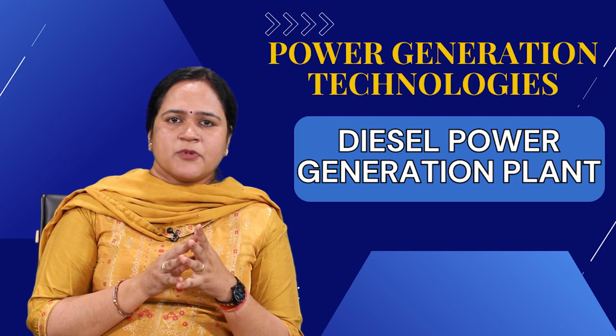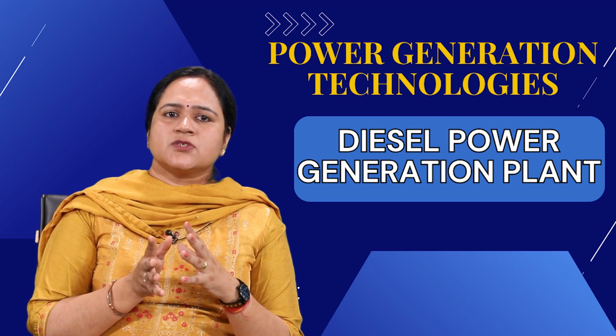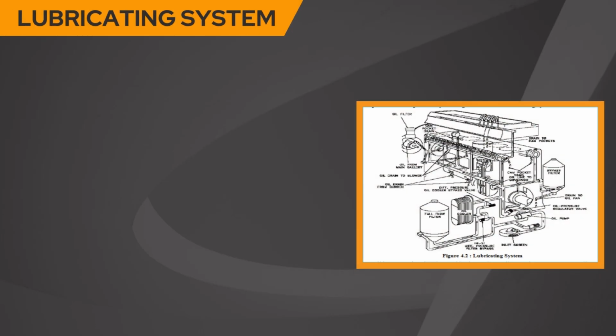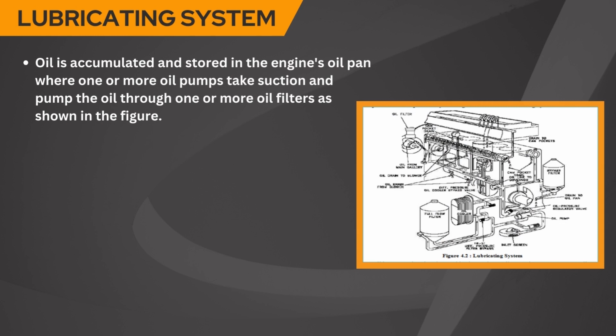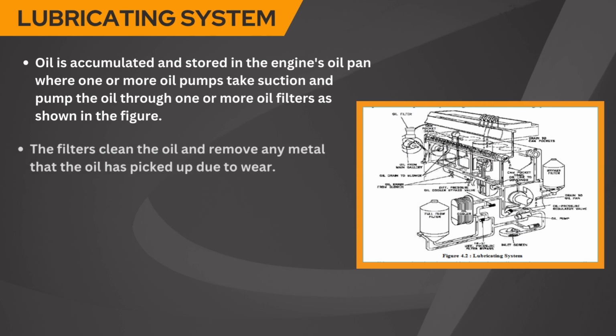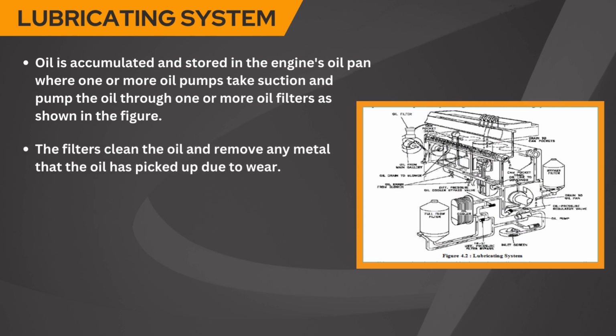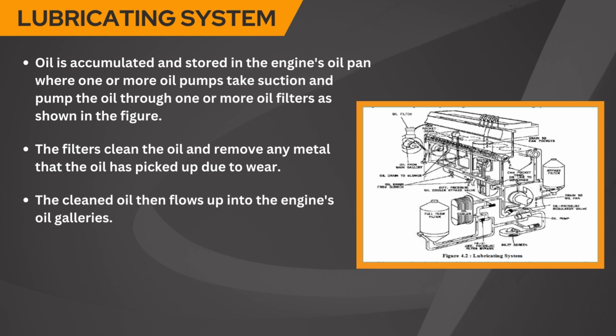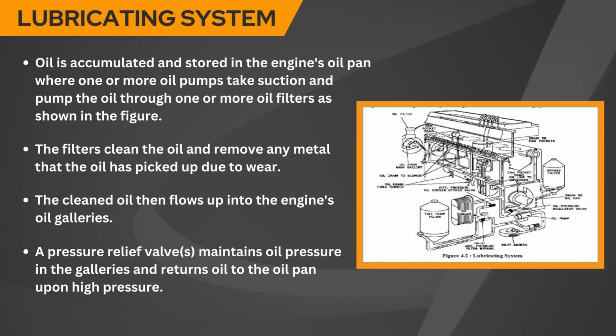Oil is generally accumulated and stored in the engine's oil pan, where one or more oil pumps take suction and pump the oil through one or more oil filters. The filters clean the oil and remove any metal that the oil has picked up due to wear and tear. This cleaned oil then flows up into the engine's oil galleries, and a pressure relief valve maintains oil pressure in the galleries and returns oil to the oil pan upon high pressure.